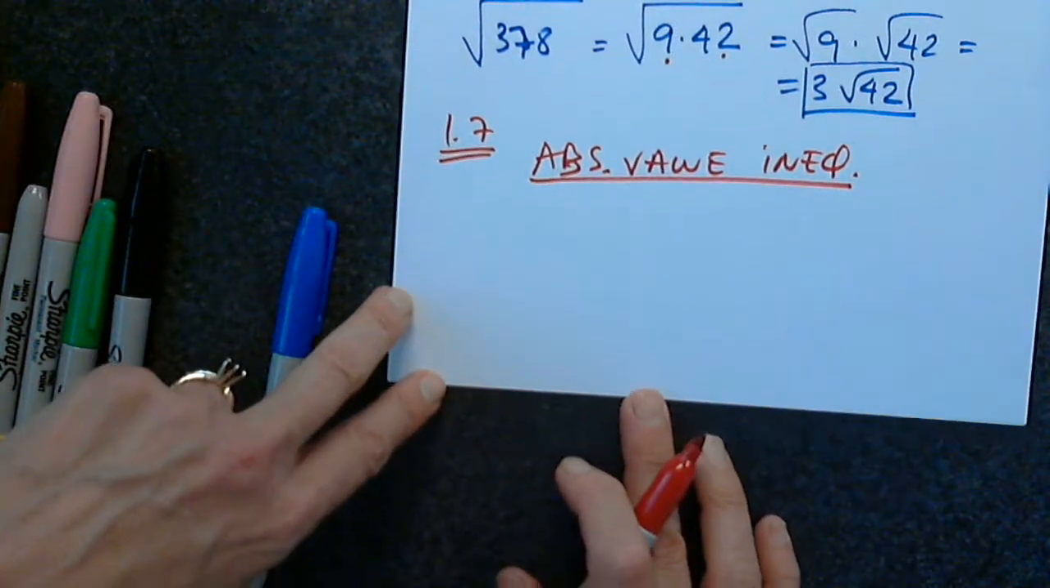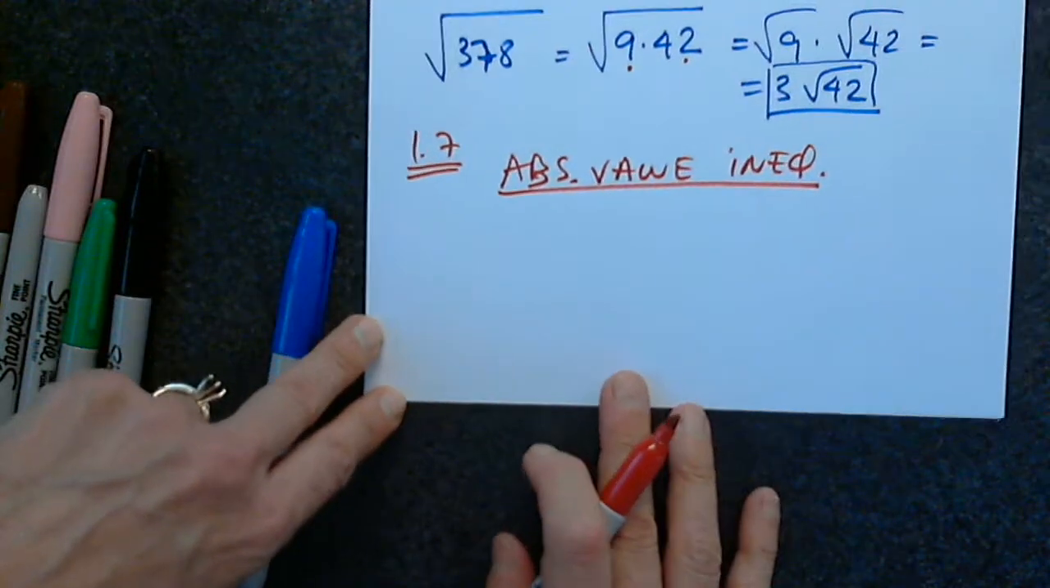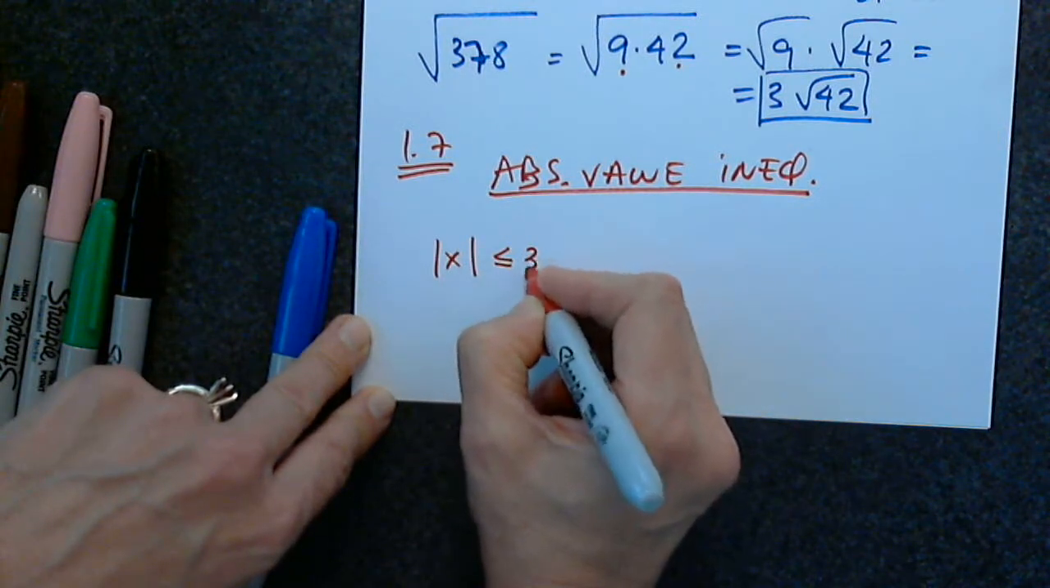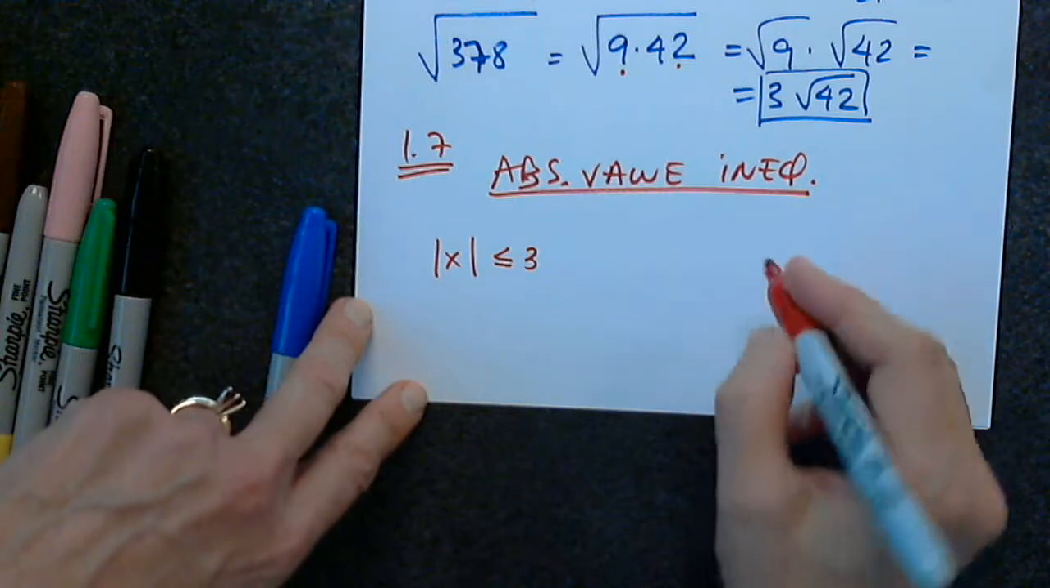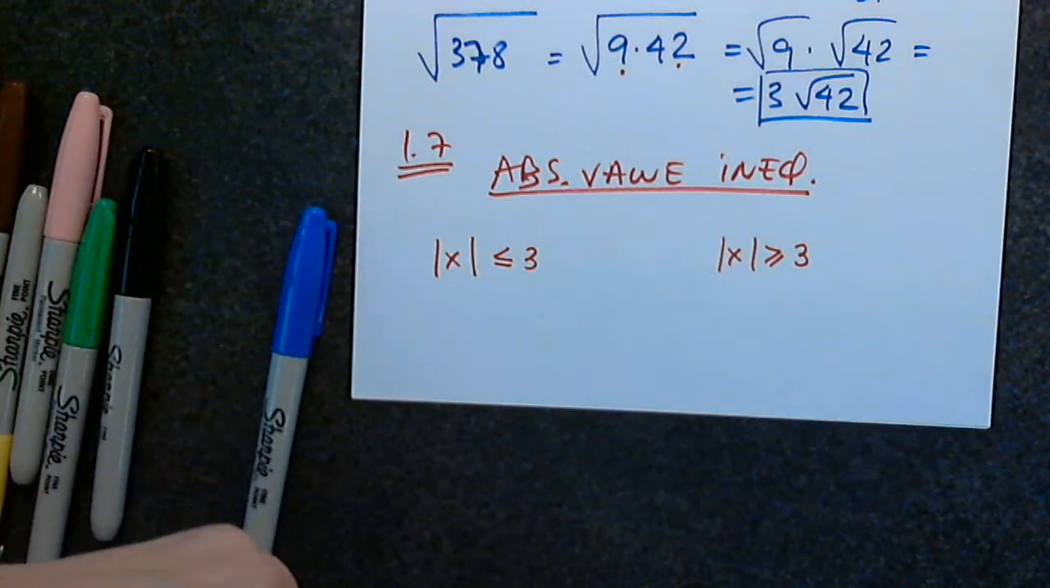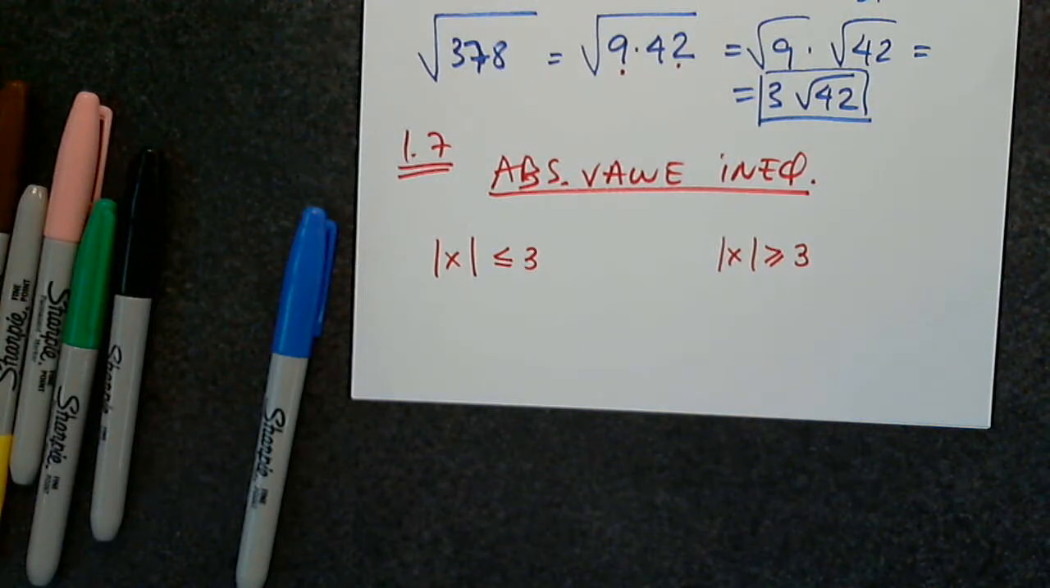Absolute value inequalities. They are of 2 types. This is type 1. As an example, and this is type 2. I don't have to have the equal symbol. I can only have less than or greater than. I don't have to have 3. This is just a simple example. I don't have to have x. I can have an expression with x.